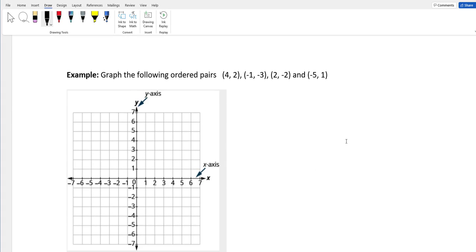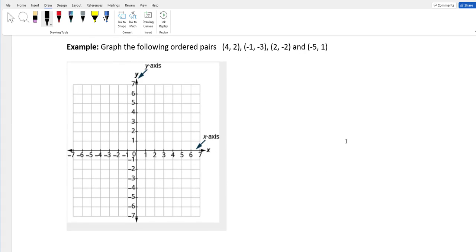Alright, so let's go ahead and plot some ordered pairs so you can see how to graph in a rectangular coordinate system. The first point is 4, 2. That means the first number is x, the second number is y. You always start at the origin, and remember the x-axis is where you move left or right, and the y-axis is where you move up or down. So we start at the origin, go over 4 and then up 2. So this will be the point 4, 2. As I stated earlier, anything that falls in quadrant 1, both of the numbers will be positive.